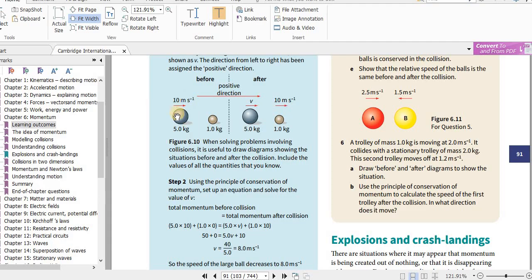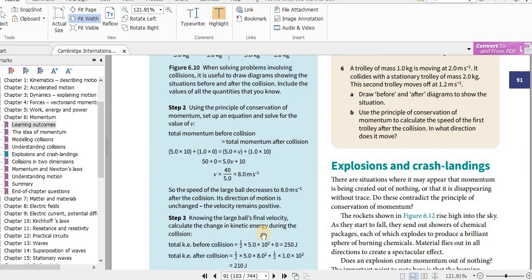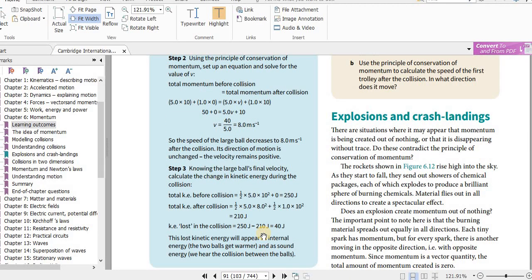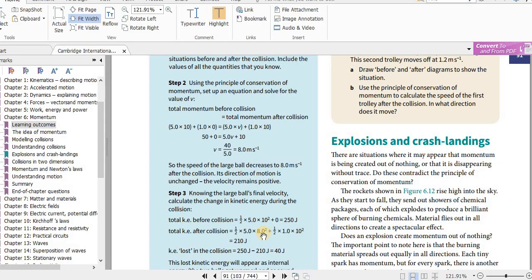Okay, so here what is the momentum? 5 times 10. What is the momentum here? 0, because the speed is 0. So m is 1, but v is 0. Then what about this? It's 5 times V. Remember, we are using the momentum equation. Momentum is mass times velocity. So mass is 5, velocity is V. We can call it V because we need to find it. Then 1 times 10, 10. We then get V equals 8.0 meters per second. Using the principle of conservation of momentum, set up an equation and solve for the value of V.